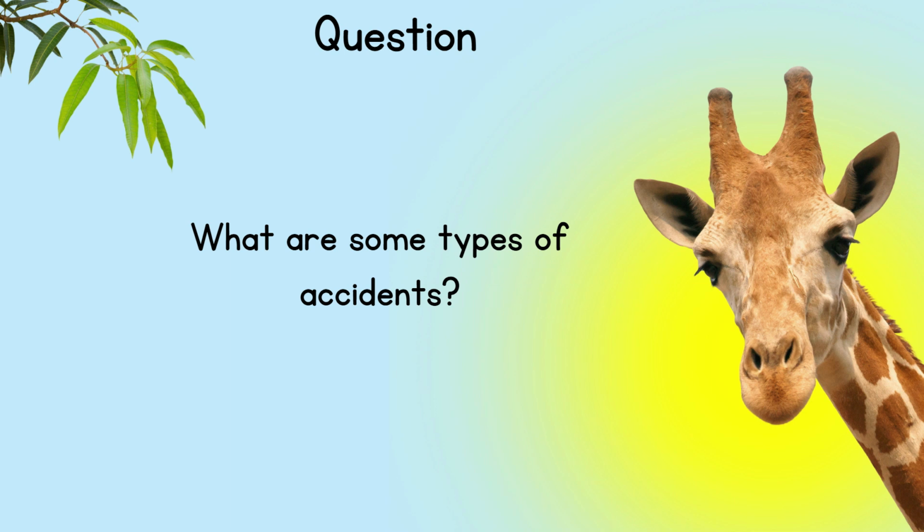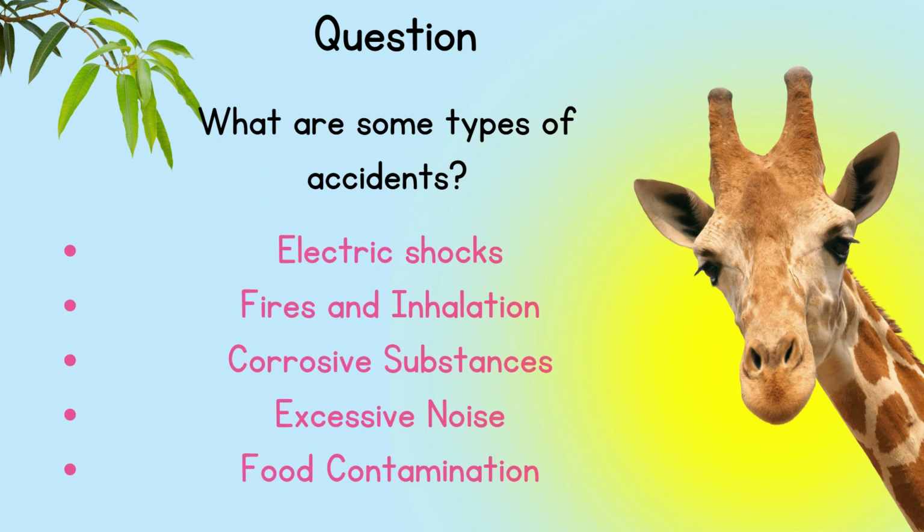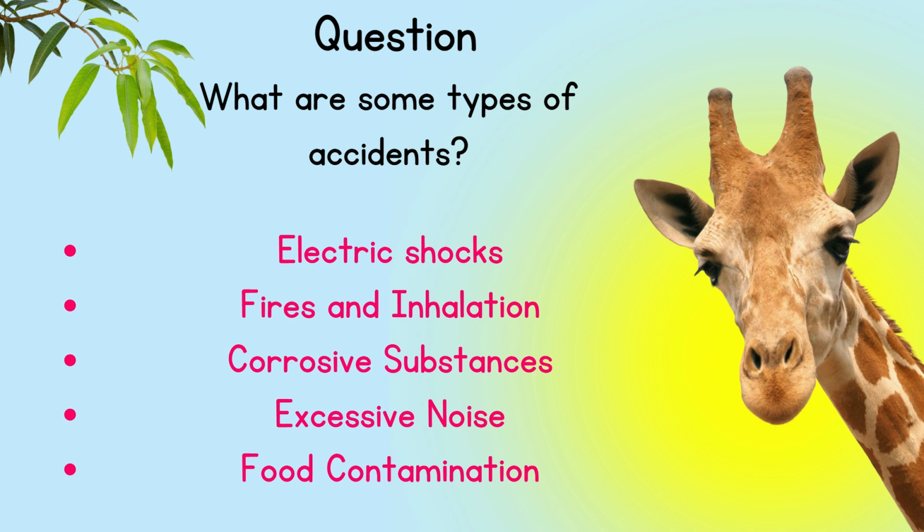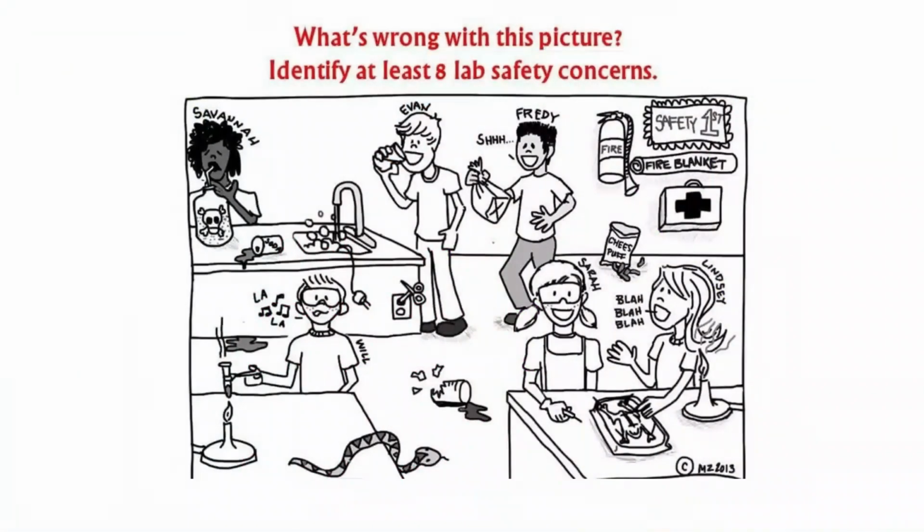What are some types of accidents? Electric shocks, fires and inhalation, corrosive substances, excessive noise, and food contamination.